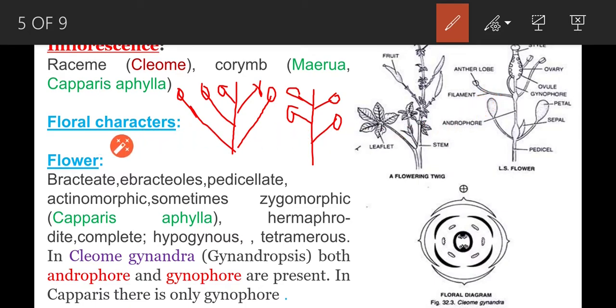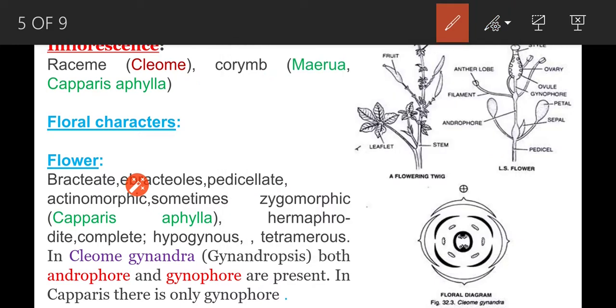Next, coming to floral characters. In the floral characters, the first one is flower. Coming to flower, the flower is bracteate. What is bracteate? This flower has a bract. Such a flower is called bracteate. Ebracteolate: bracteoles are absent. Next, flowers contain a pedicel, so they are called pedicellate.